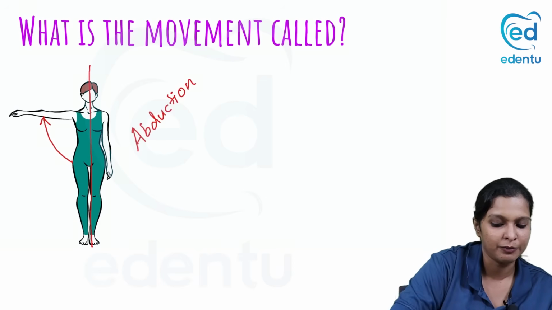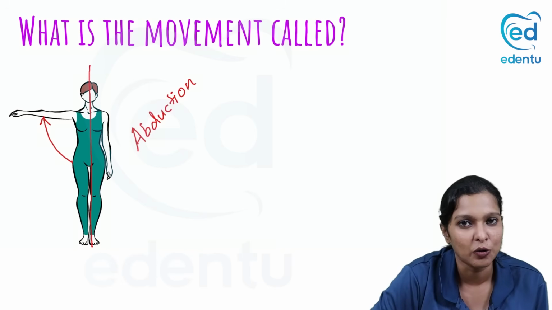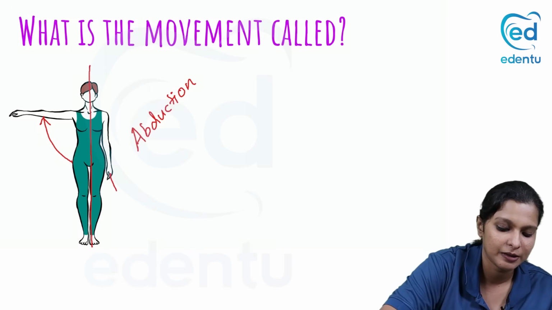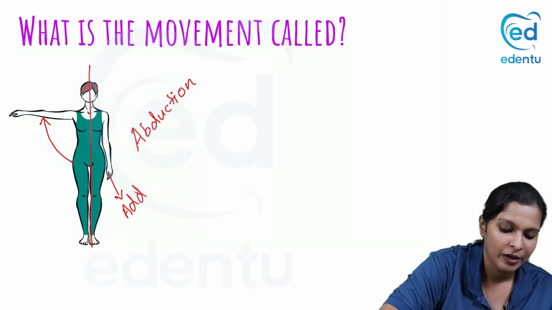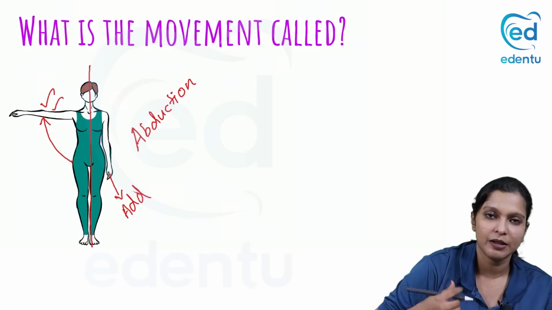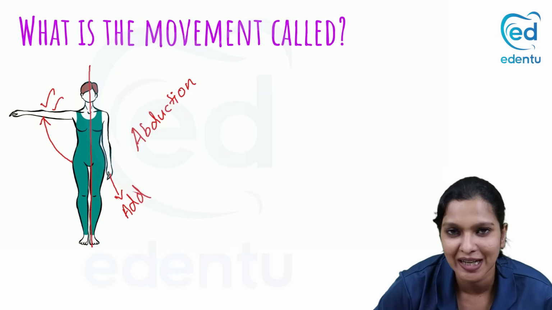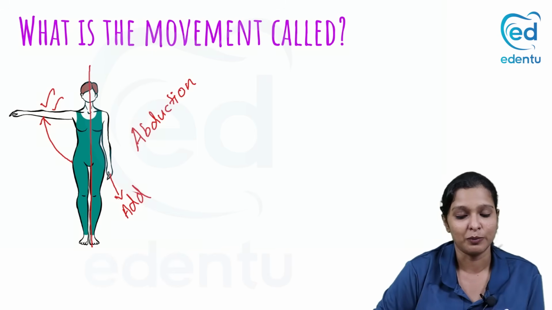This is the first pair of movement we are seeing. Adduction is closer to the midline. This hand is adducted, whereas this hand is abducted. Abduction is away from the midline. So that's about the first pair of movement.